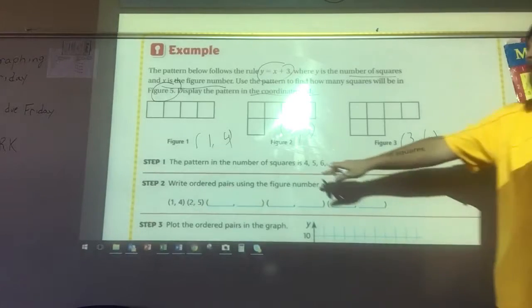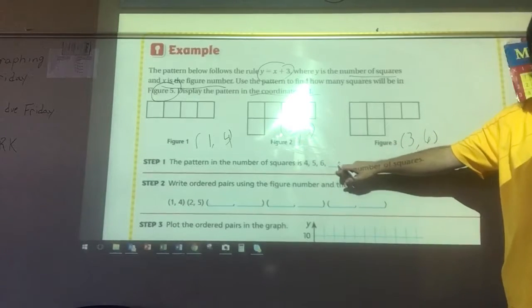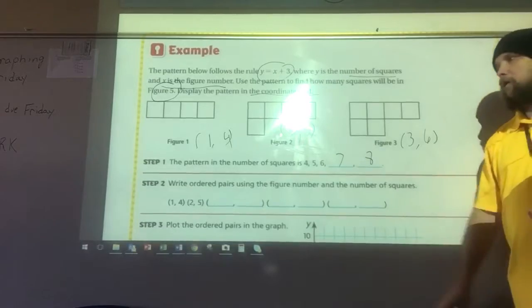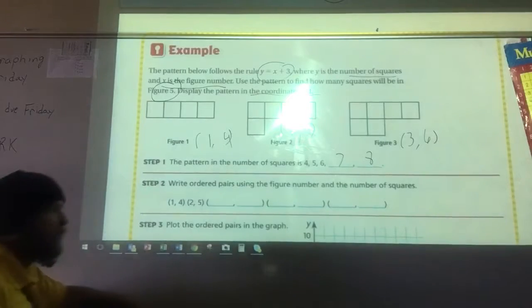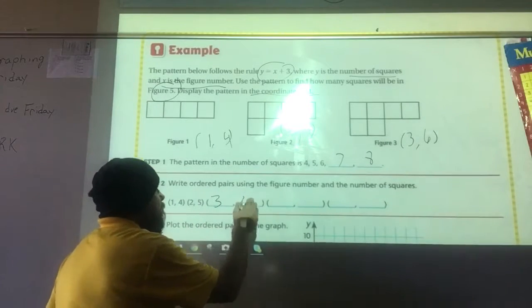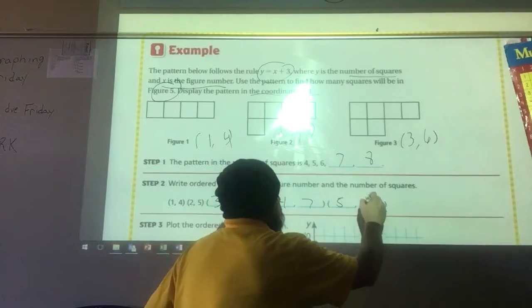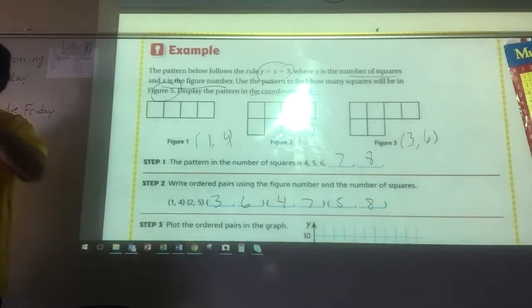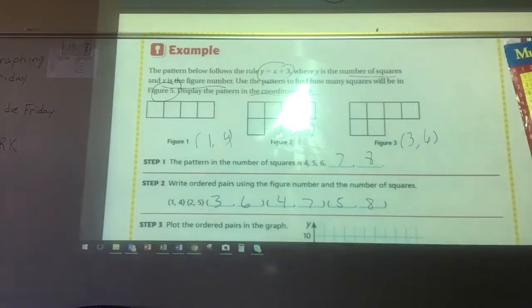Okay, so the pattern, the number of squares, is 4, 5, 6. What would be next? 7, 8. And the ordered pairs, we have 1, 4. We have 2, 5. What's our next ordered pair? 3, 6. Next? 4, 7. Next? 5, 8. Okay, so we get these ordered pairs. Then we're going to graph them on the coordinate graph below. So let me slide that up a little bit.